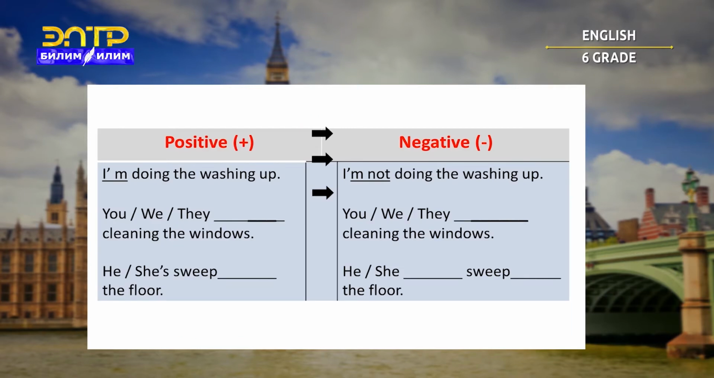Now, let's read the sentences in positive and negative present continuous tense and fill in the gaps. I am doing the washing up. I am not doing the washing up. You, we, they are cleaning the windows. You're, we're, they're cleaning the windows. You, we, they aren't cleaning the windows. You aren't, we aren't, they aren't cleaning the windows.